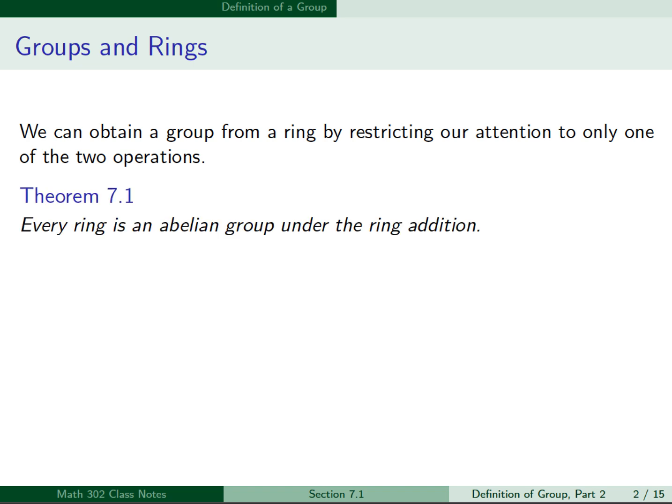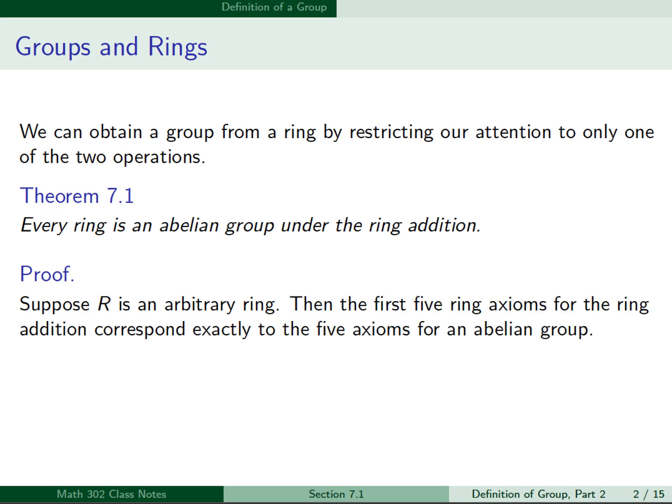So Theorem 7.1 tells us that every ring is an abelian group under the ring addition. To prove this, suppose R is an arbitrary ring. If we look at the first five ring axioms for the ring addition, they correspond exactly to the 5 axioms for an abelian group.